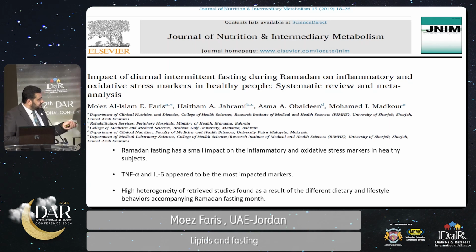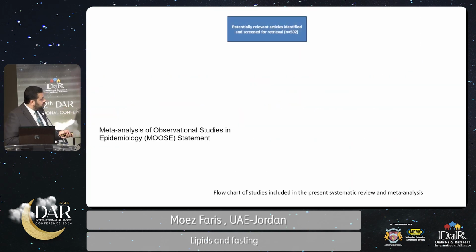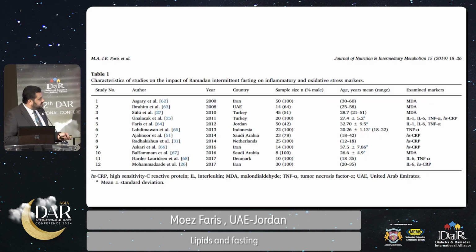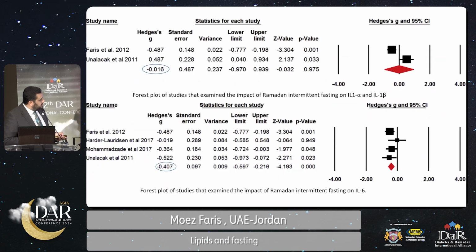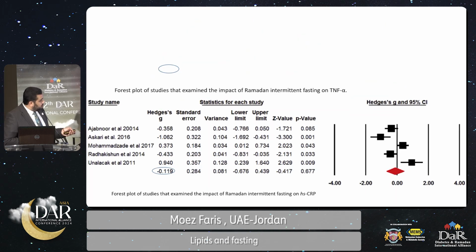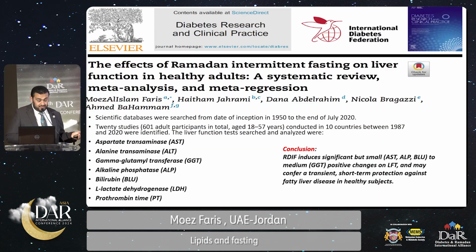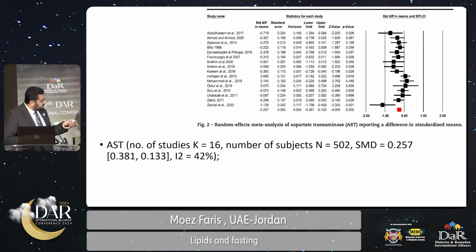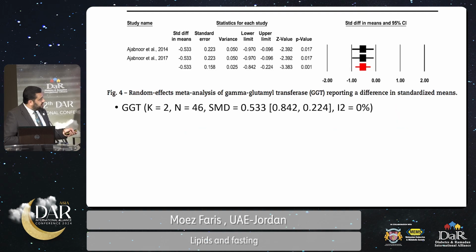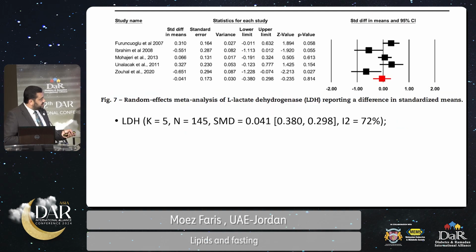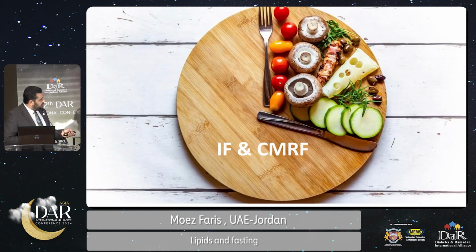Our meta-analysis on the inflammatory markers and oxidative stress markers showed that TNF-alpha and interleukin 6 were significantly decreased by the observance of Ramadan intermittent fasting, along with significant reduction in interleukin 1 beta and CRP, as well as the malondialdehyde as a marker for oxidative stress. Liver functions, also part of the cardiometabolic risk factors, improved by the observance of fasting, by significant but slight reductions in different liver function tests like ALT, AST, bilirubin, LDH, and prothrombin time.